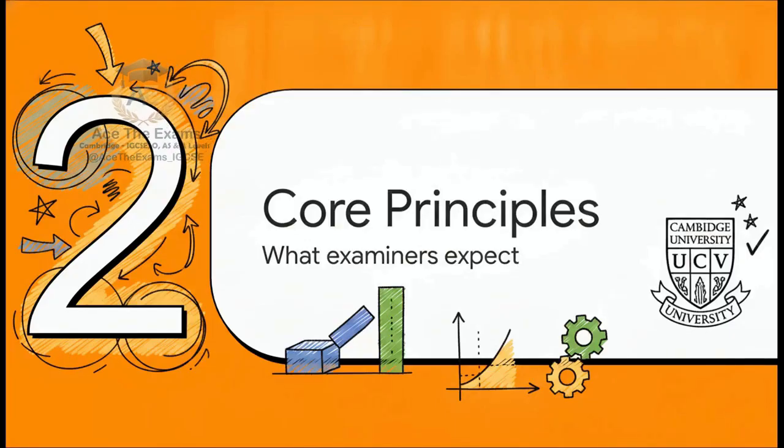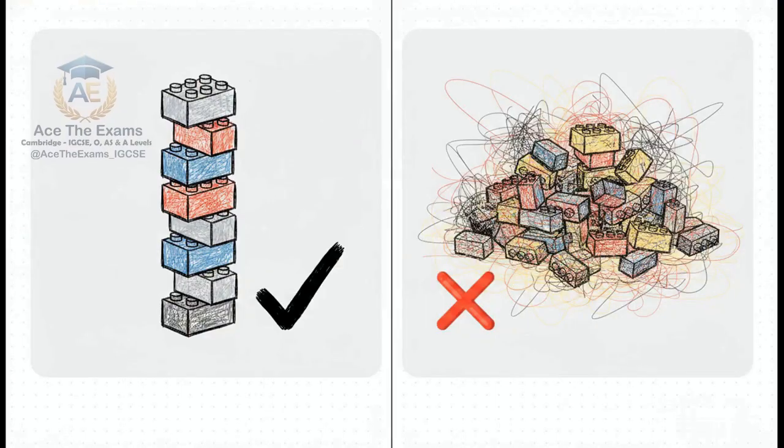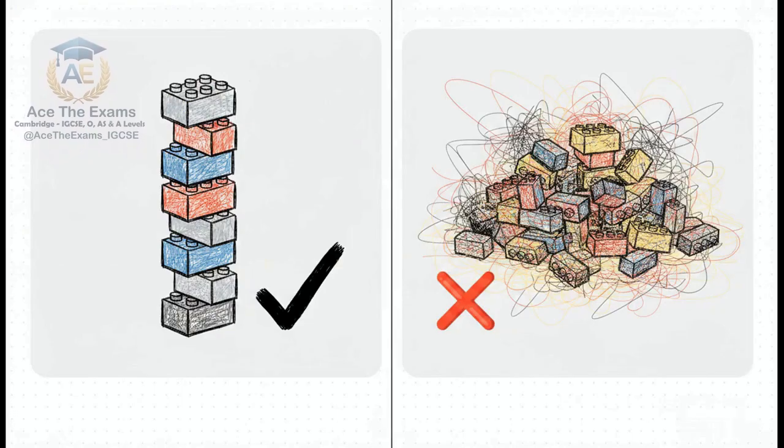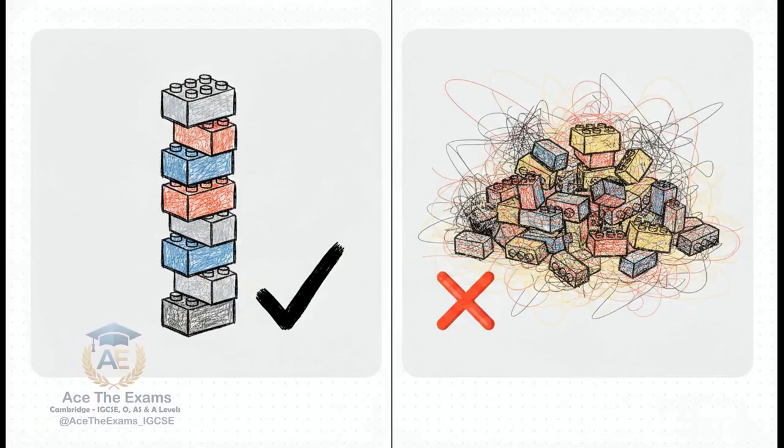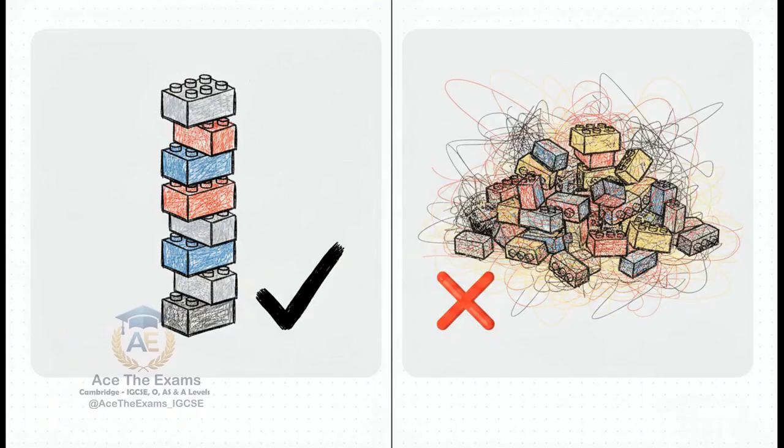Section 2, mastering core principles. Let's look at what the Cambridge examiners actually expect from a top-tier candidate. This brilliantly illustrates the ultimate divide between an average exam paper and an exceptional one, analytical depth versus superficial breadth. The academic benchmarks for this topic require logical, structured reasoning. The assessment framework heavily prioritizes analytical depth.